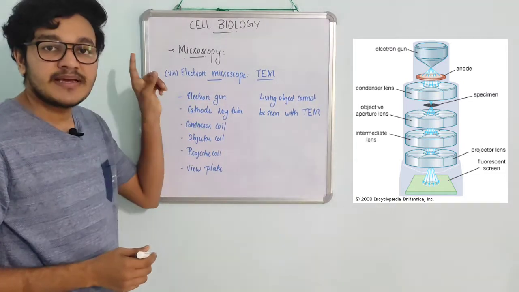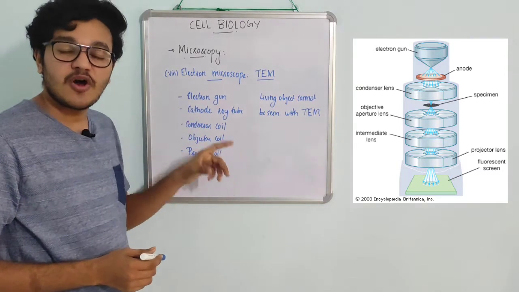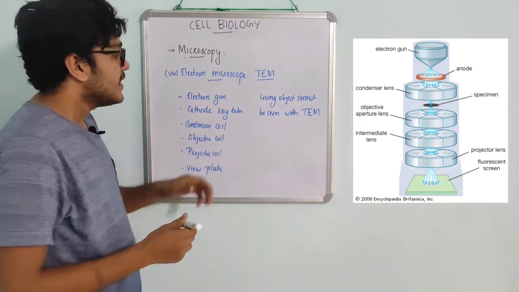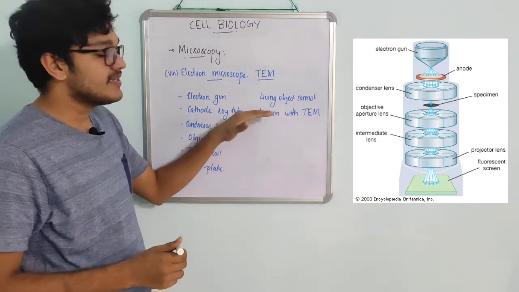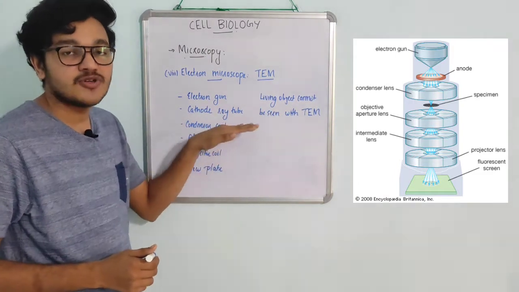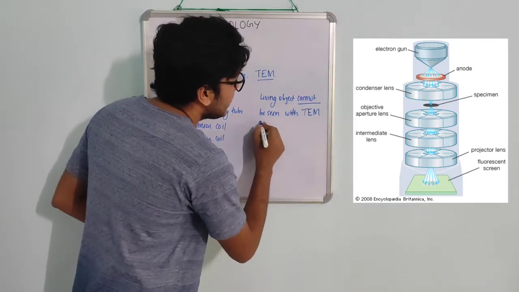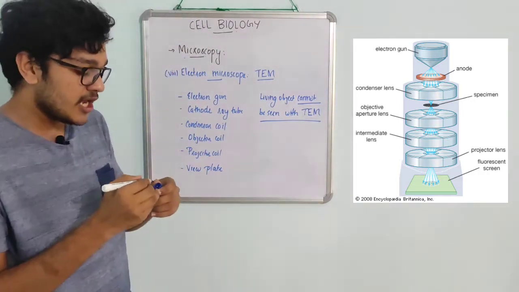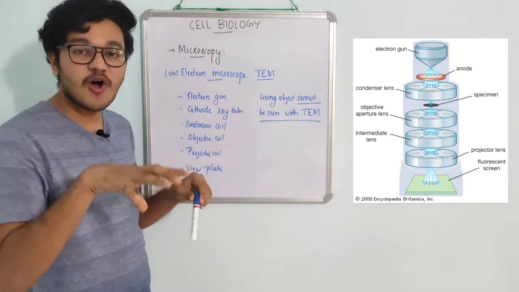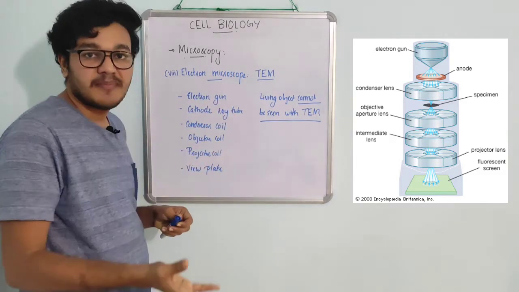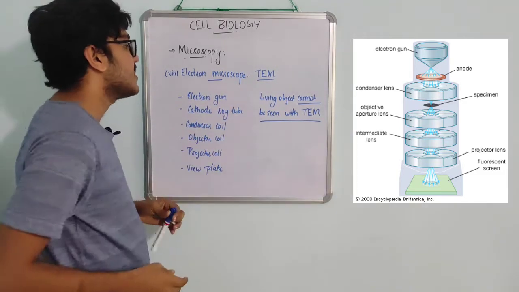As I mentioned before, for viewing the ultrastructure of a cell or biological material, TEM is used. And apart from that, there's an important point that living objects cannot be seen with the TEM. That is the basic point you should understand. The living objects cannot be seen with a transmission electron microscope. So note it down, because live objects cannot be seen. Only dead biological material can be seen with the help of a transmission electron microscope.